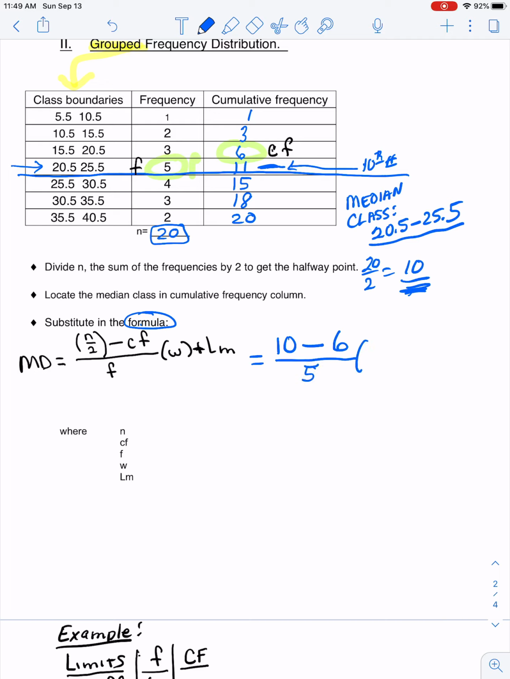Then continuing, I forgot to write down, there we go. Multiply by the width of our distribution. So again, width is coming down here vertically. The width for this problem, I think you're all whispering it to yourself, is going to be 5.